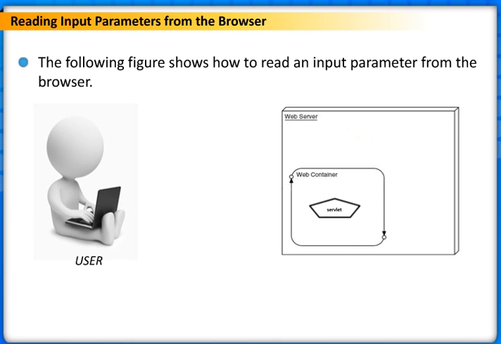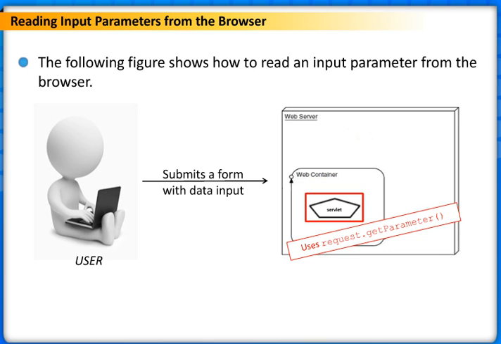The displayed figure will show how to read an input parameter from the browser. When a user submits a form from the browser, it generates a post request. This request commonly includes parameters that contains data provided by the user. These parameters are available to a servlet in the web server through the getParameter method of the request variable. As you have already learned, a JSP also has access to the request variable. Therefore, a JSP can also access the same data.